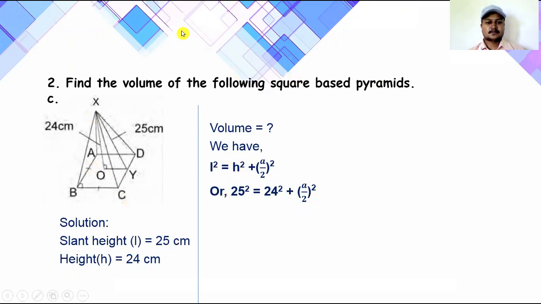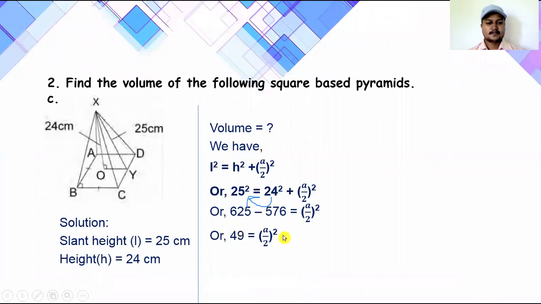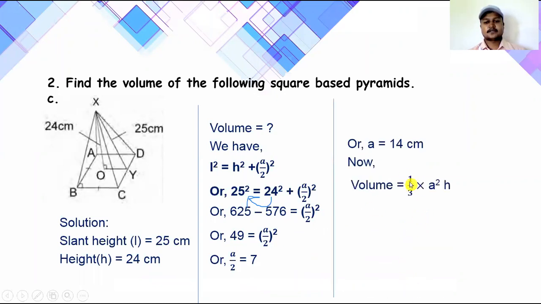Now square of this 24 is 576, and take it here, 25 square 625, and then subtract. By subtracting, it is same as previous one. No, there is nothing difference while solving value of A. A by 2 is equal to 7, then A is equal to 14. If A is equal to 14, volume is equal to 1 by 3 A square H. A is 14. 1 by 3, 14 square into H, 24.